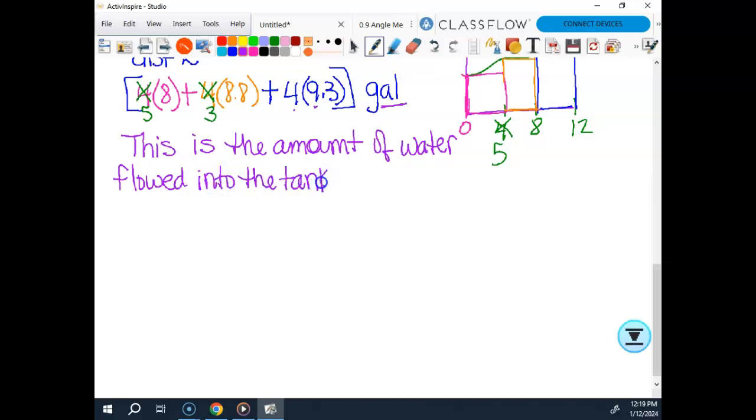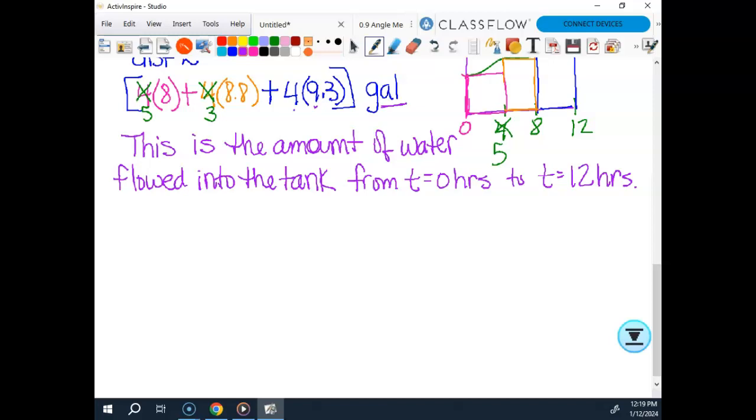Now, we found this over an interval, so our answer in our description has to talk about an interval. We can literally write it as an interval, or you can say that it flowed into the tank from t equals 0 hours to t equals 12 hours. Okay? So it's important not only that we can do the math, but that we can interpret what we just found.